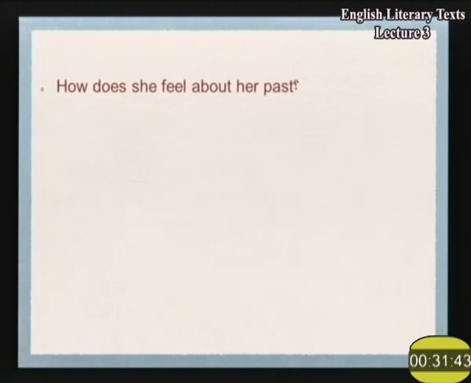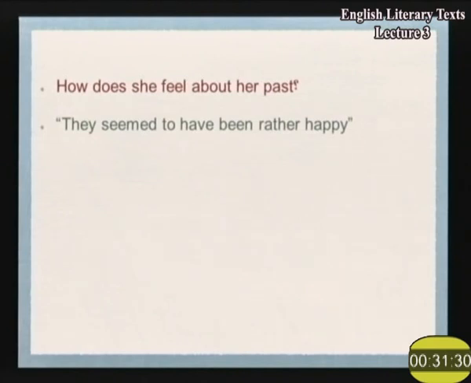And how does she feel about her past? Does she feel that she wants to leave? Does she feel that she does not want to leave? They seemed to have been rather happy, she tells us. And this is one answer to the question. She doesn't say that they were incredibly happy or they were very happy, but only that they had quite a good childhood and they had fun during that time.